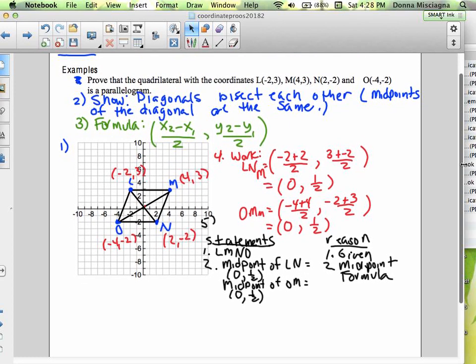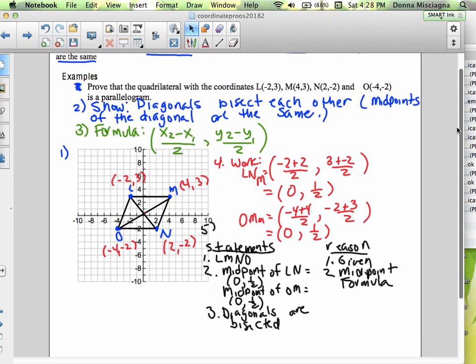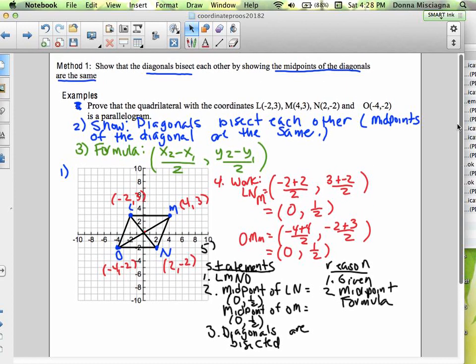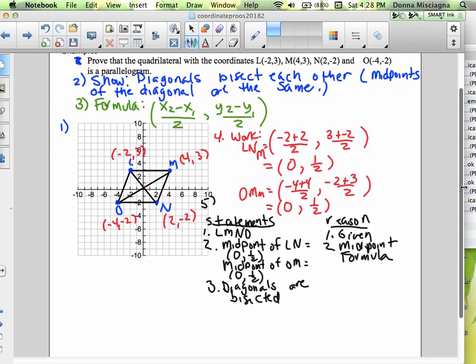There we go. All right, step number 3. The diagonals are bisected. That's what we're trying to prove. Says it right up in there. Prove that the quadrilateral has, no, I can't see it anymore. Let me scroll back up a little. We want to show the diagonals bisect each other, right? We've shown the diagonals bisect each other. How do we know? Because the midpoints of the diagonals are the same. So our reason for step number 3, diagonals have the same midpoint.